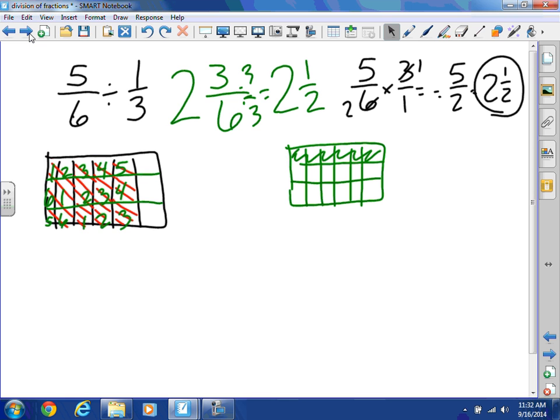Now, some of you probably are going to start seeing a pattern. There's a couple steps you can skip here to make it a little bit easier. Yeah, raise your boards. Let's try another one.